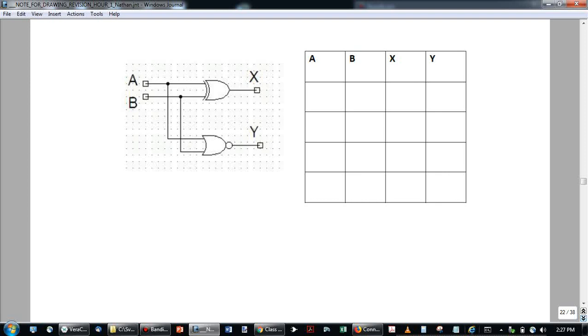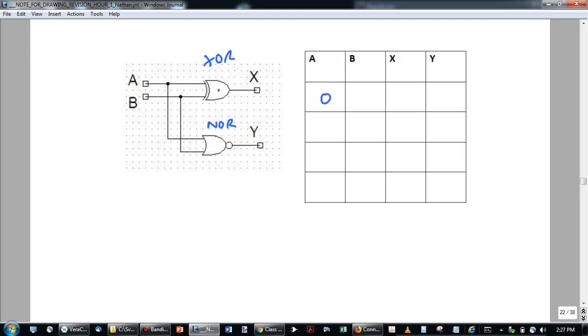So here is a more complicated circuit. What kind of gates does it have? What's this one? This is XOR, and this one is NOR. It's got the little pointy bit on the left. Okay, so we've got XOR and NOR.